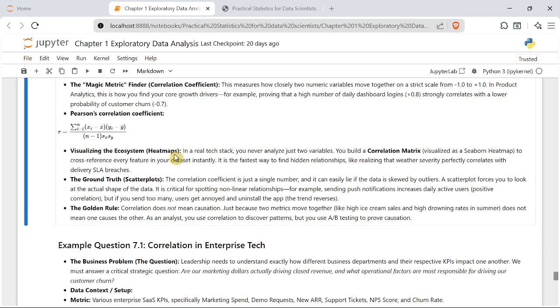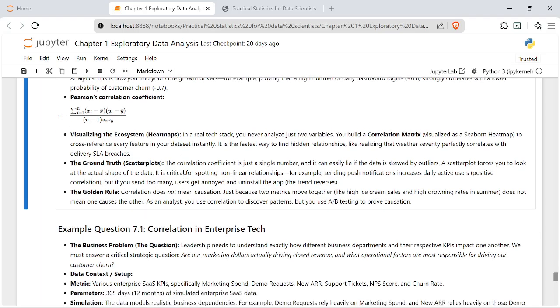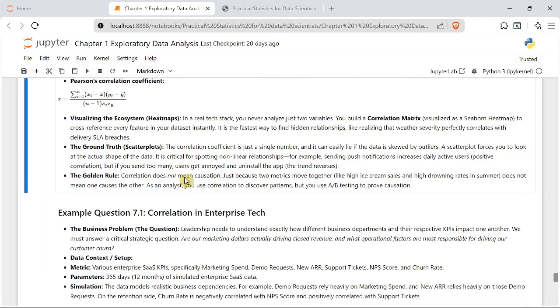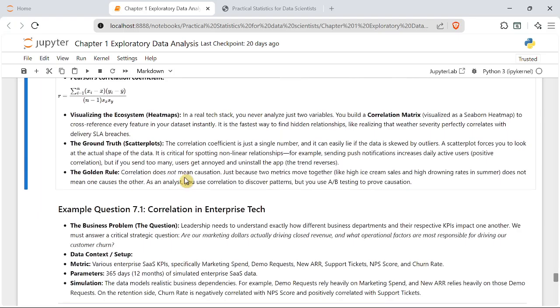Visualizing the ecosystem: heat maps. In a real tech stack, you never analyze just two variables. You build a correlation matrix visualized as a seaborn heat map to cross-reference every feature in your dataset instantly. This is the fastest way to find hidden relationships, like realizing that weather severity perfectly correlates with delivery SLA breaches.